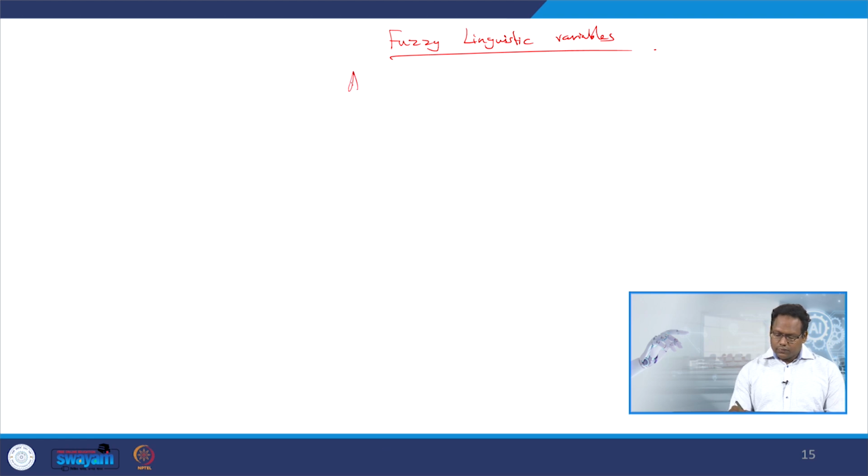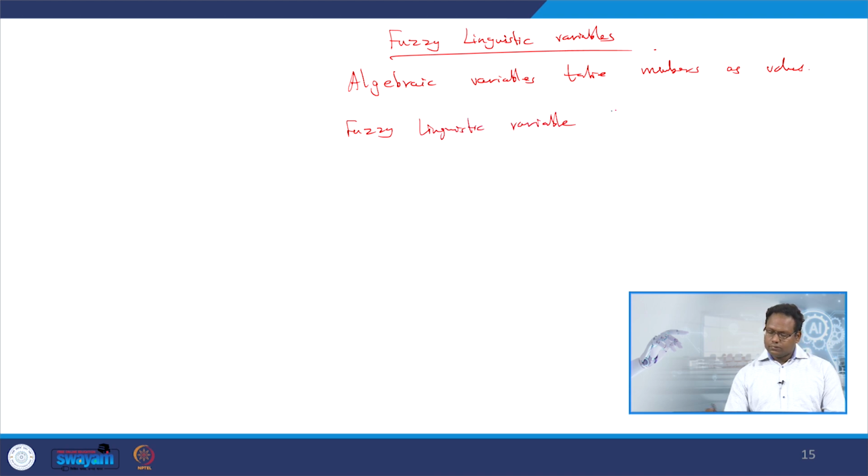We know that algebraic variables take numbers as values, whereas fuzzy linguistic variables, they take words or sentences as values.